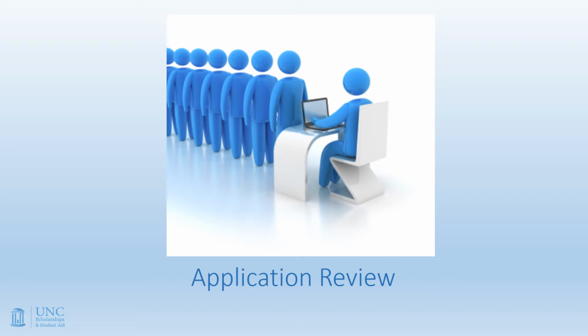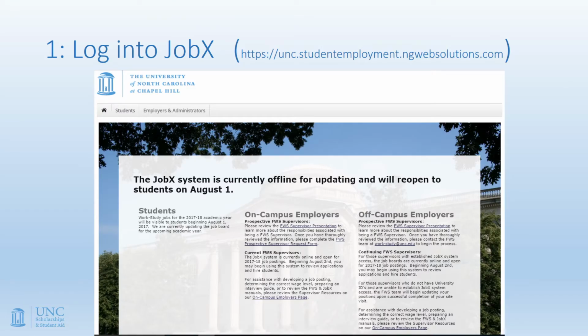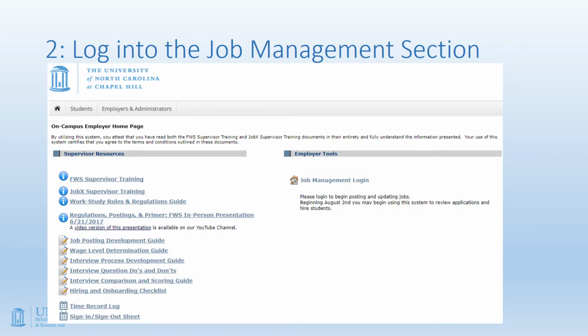where you'll be looking at the submitted materials for the work study students who are interested in your position. To get to those materials, you of course need to start by logging into JobX. The link is there at the top of the screen, or you can simply search for UNC Work Study. Those three words will bring you to our JobX site, which looks a little something like this right now. Once there, you're going to click on this on-campus employer link to get to the resources and links you need.